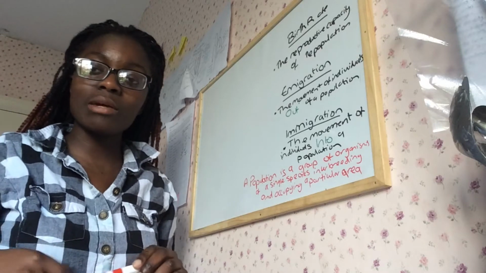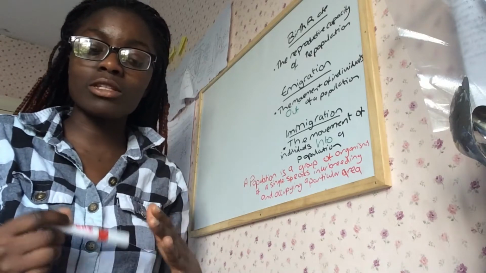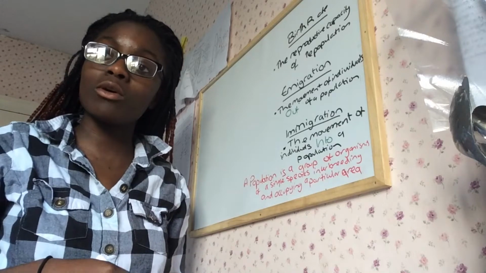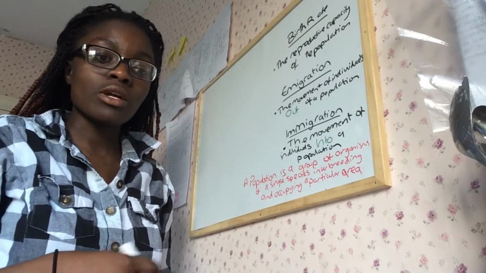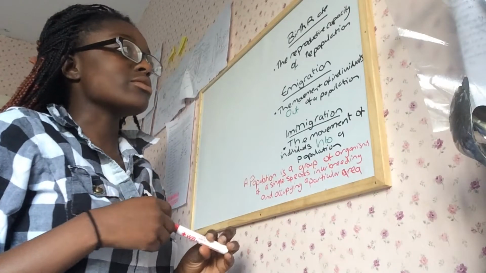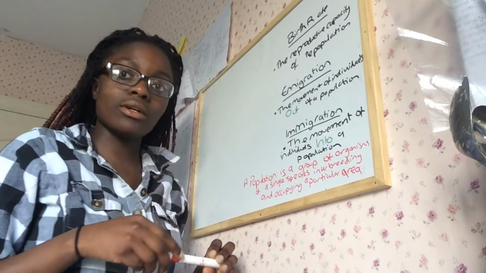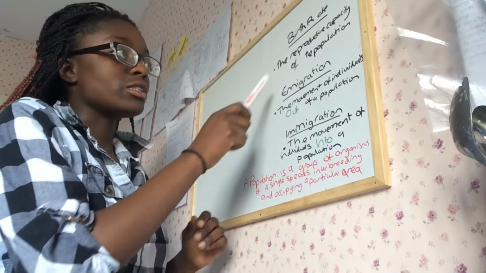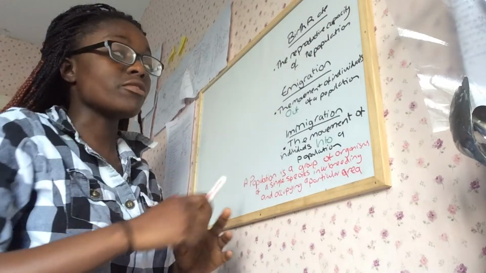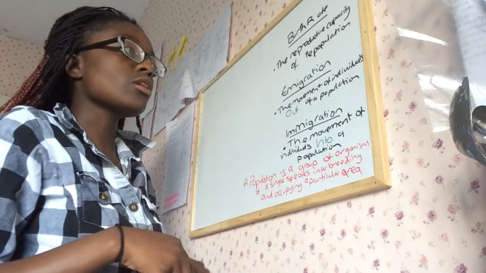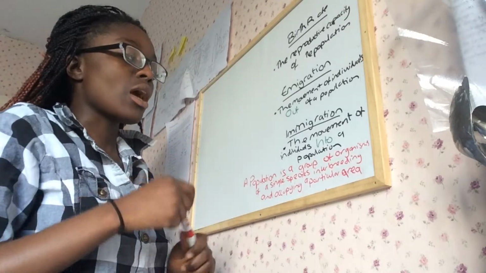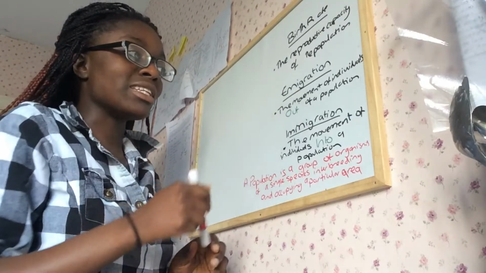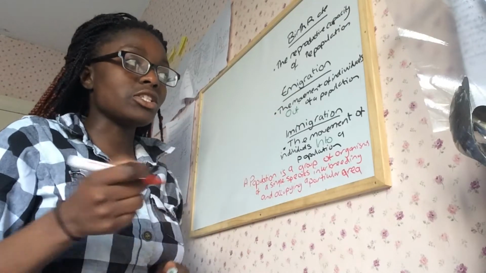Guys, so I'm just going to describe populations, the topic in the BY4 WJEC syllabus. So these are just a few key terms in the textbook. From the textbook, you have birth rate, which is the reproductive capacity of the population. You have emigration, which is the movement of individuals out of a population.